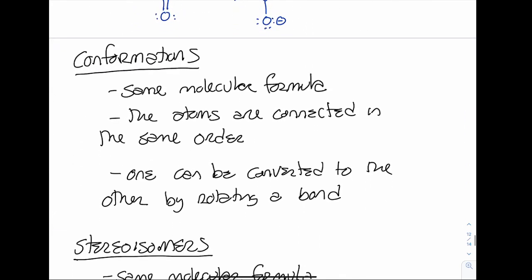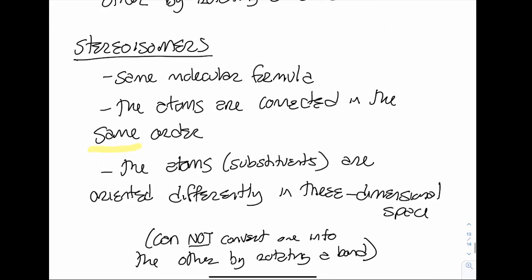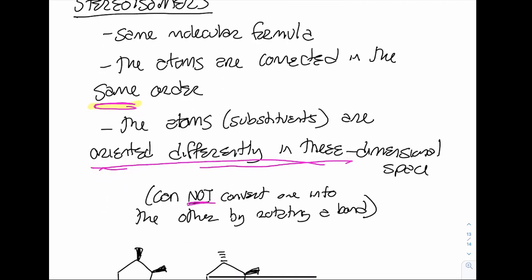Conformations, these are essentially the same molecule. Same molecular formula, atoms are connected in the same order, and I can get one into the other by just rotating a bond. If I was to name them, they're going to have the same name. Stereoisomers: same molecular formula, atoms connected in the same order again, but this time I cannot convert one into the other by rotating a bond. The only difference between the stereoisomers is how they're oriented in space. So is one going out and the other's coming back? And then on the other molecule, are they both coming out or are they both going back? So oriented differently in space. Again, I cannot convert one by rotating a bond or flipping it over even.